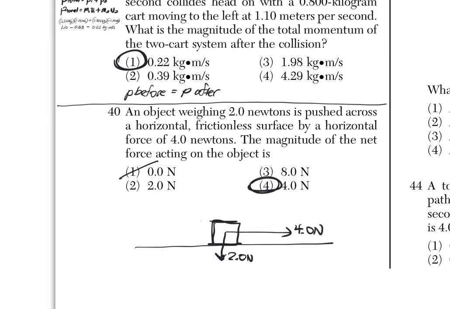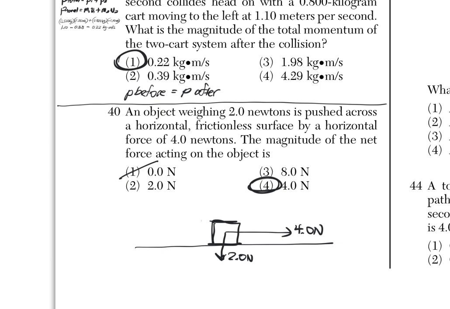Now you can see, since they're at right angles, they can't cancel each other. And it's like, now wait a minute, those are 2 newtons at right angles. Can't you do Pythagorean theorem to find the resultant? Well, the resultant of those two is 4.5 newtons, and 4.5 newtons is not a choice. So why is it 4? What's going on with the 2?